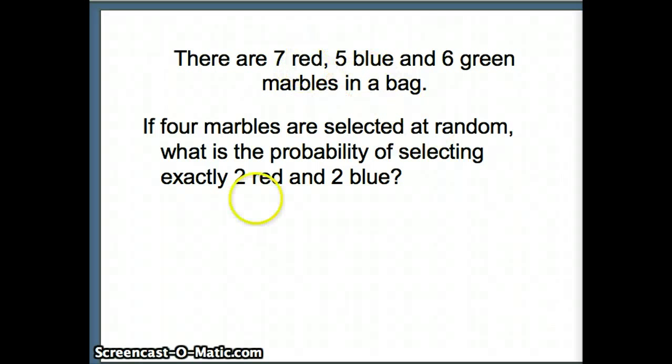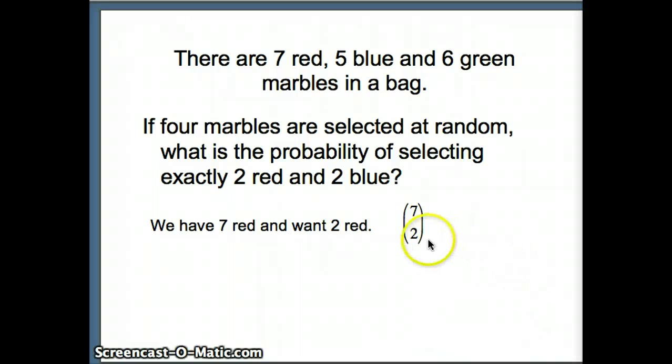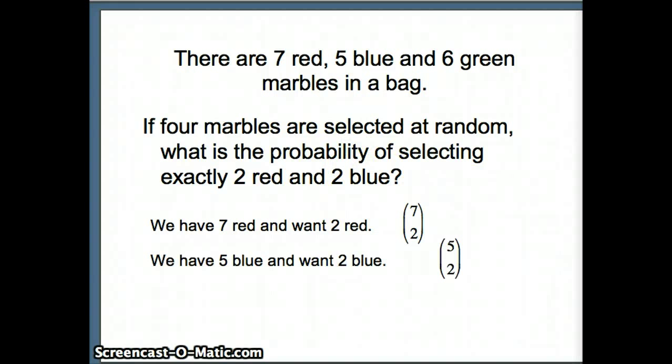So we have 7 red, but we want 2. How many ways can we select 2 from 7? That, of course, is going to be 7 choose 2. We have 5 blue, we need to select 2. How many ways can we select 2 from 5? That, of course, is going to be 5 choose 2. We don't want any greens at all, so how many ways can we select 0 elements from 6? As we know, that's just going to be 1. So those are the 3 numbers that we're working off of.